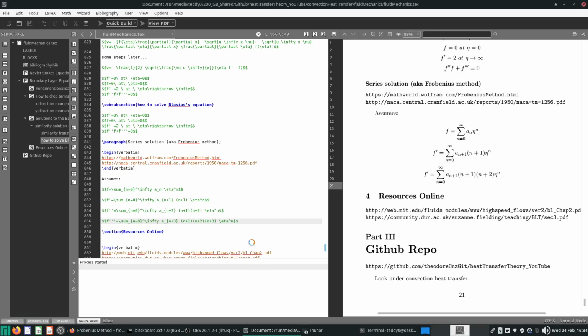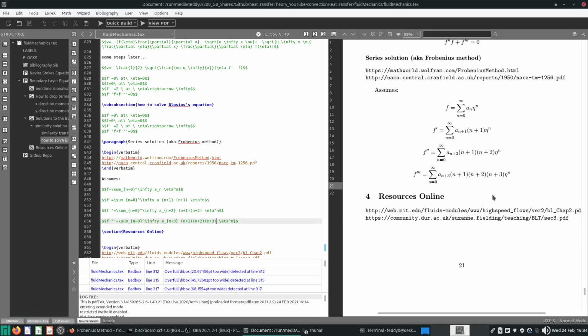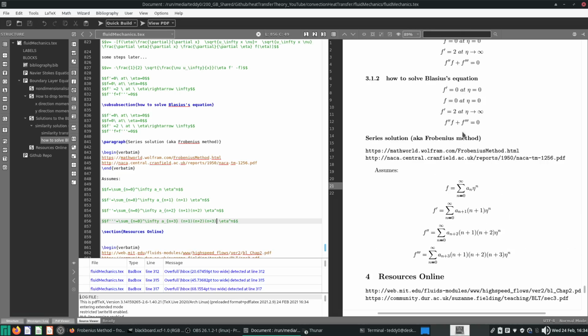I'm not going to solve it, but basically what you do is substitute these expressions in. You differentiate these slowly, you substitute all of these back in here, and you solve. That is what the Frobenius method is about.